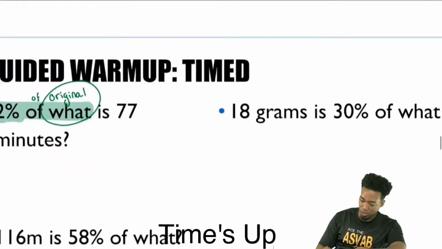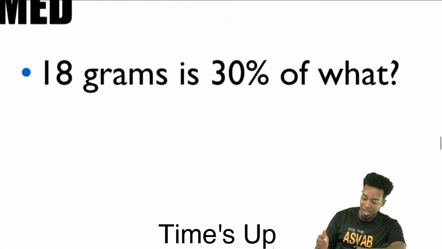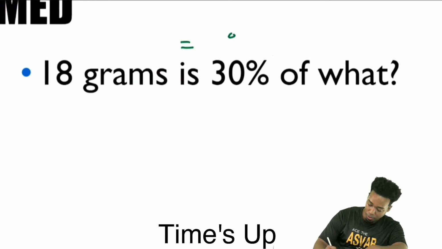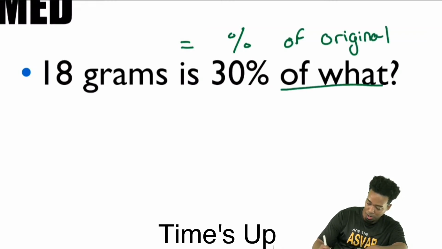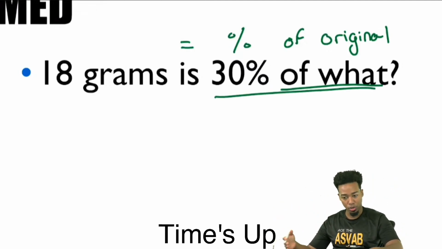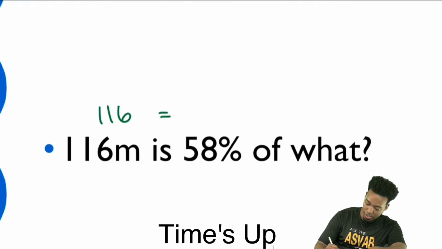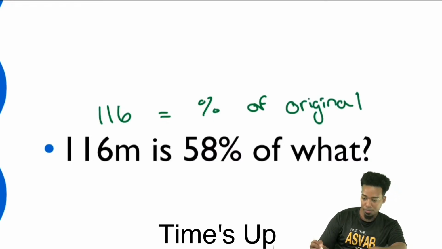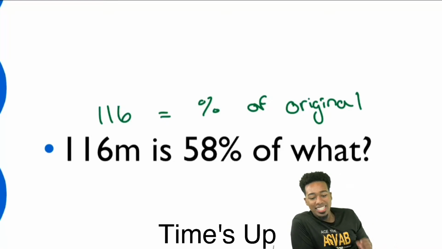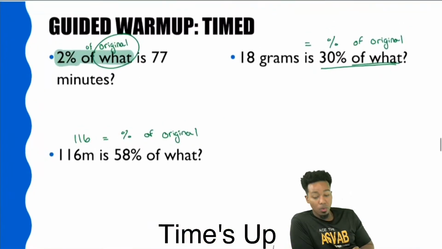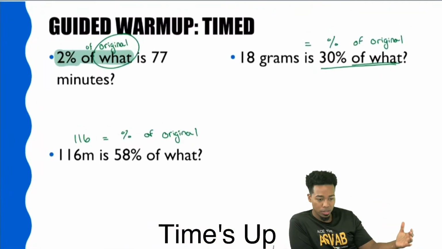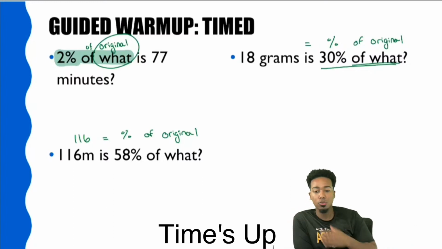If you're going to the next one here, 18 grams is 30% of the original. Of what? 30% of what? 30% of the original. Next up, over here, 116 meters is 58% of the original. Exactly, Linda. It helps you very straightforwardly, very easily identify which one the original is and which one the result is. So in these cases, all three of these were all original.